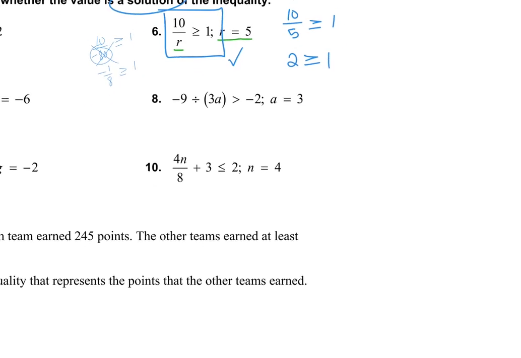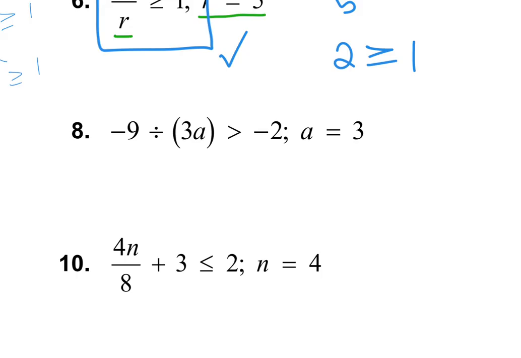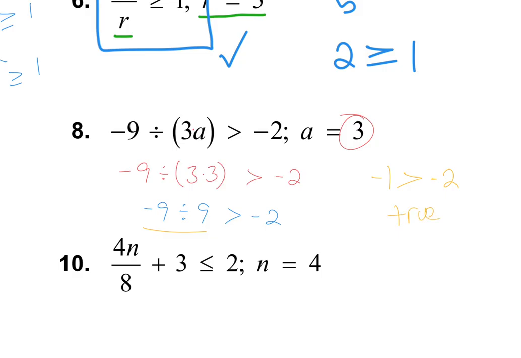Great. So let's pick another one. How about number 8? Kind of looks funky. Negative 9 divided by 3a, and they're saying, what if a is 3? Is that a true solution? So negative 9 divided by 3 times 3. Why is it 3 times 3? Because 3 is multiplying a. Is that greater than negative 2? Well, negative 9 divided by 9 is negative 1, and that is greater than negative 2. So yes, that's true. That is a solution.